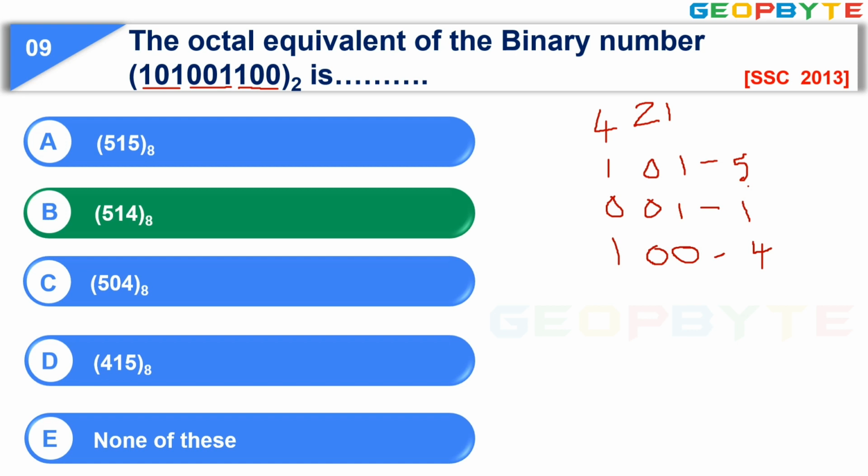The octal equivalent of the binary number 1010011100 base 2 is 514 base 8.